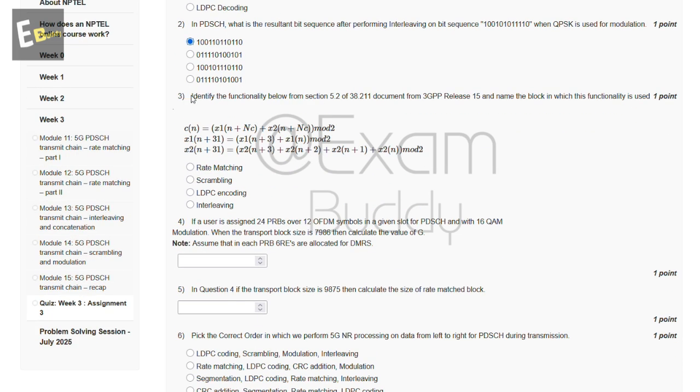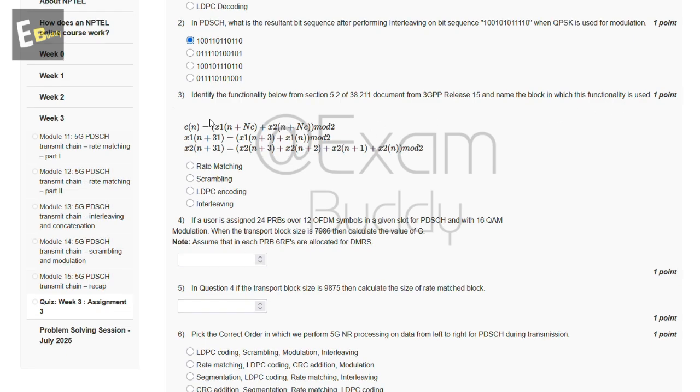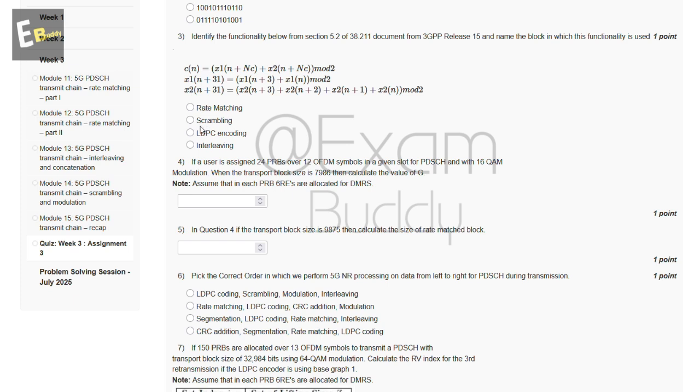Now the third question is: identify the functionality below from section 5.2 of the 38.211 document from 3GPP Release 15 and name the block in which the functionality is used. So these are the functionalities, and these are the options: rate matching, scrambling, LDPC encoding, interleaving. So the answer of our third question is B, scrambling.